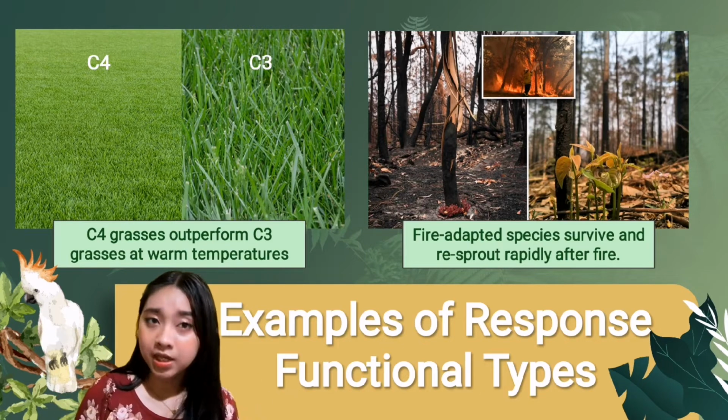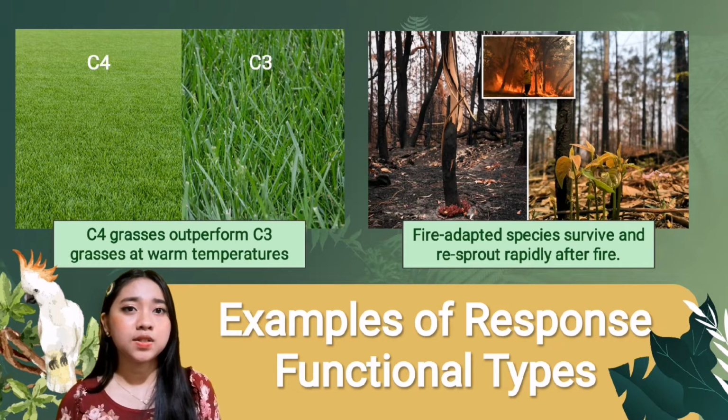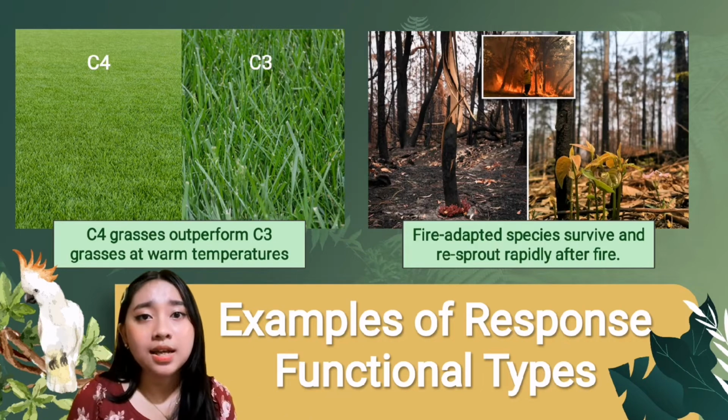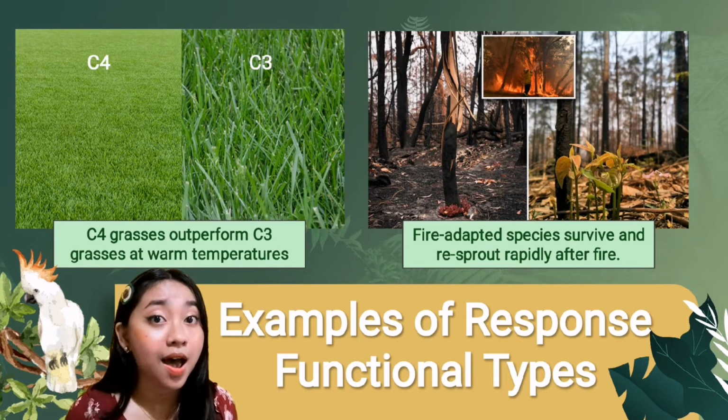Now we have the fire-adapted species, which survive and resprout rapidly after fire. This is a picture of an Australian bushfire incident. To clarify these pictures, the sprouts show up under the burnt bark, so the trees are still alive.